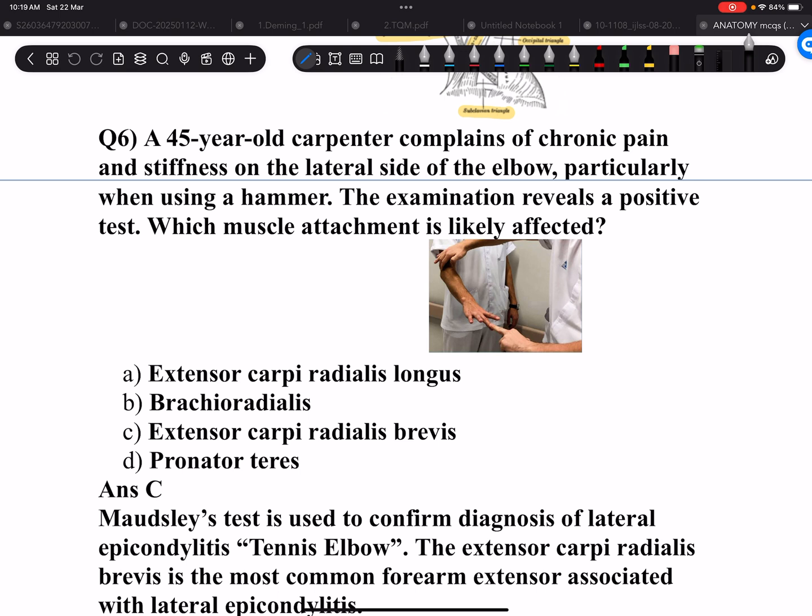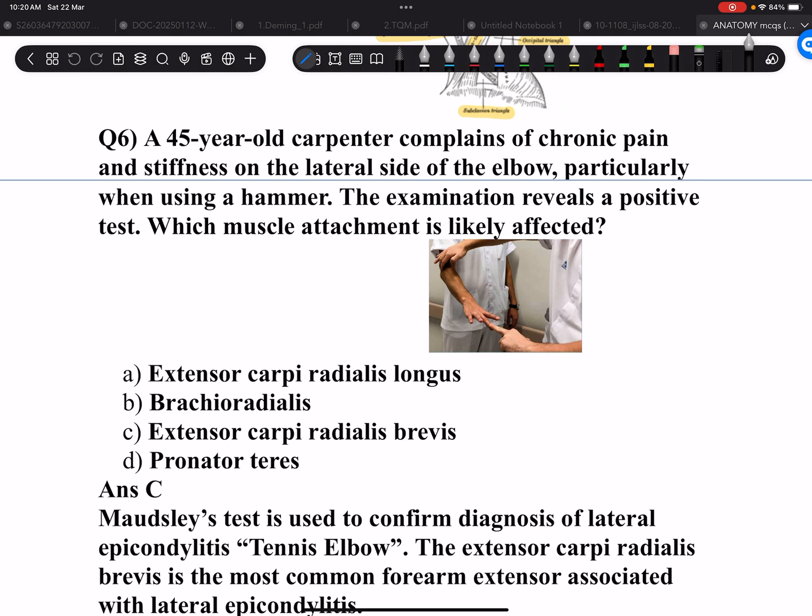Yesterday I shared a video related to the anatomy PYQs. Now this video is the same, because yesterday we discussed 5 questions. Now, in this chain, we'll be discussing 5 more questions. So let's begin with our video.